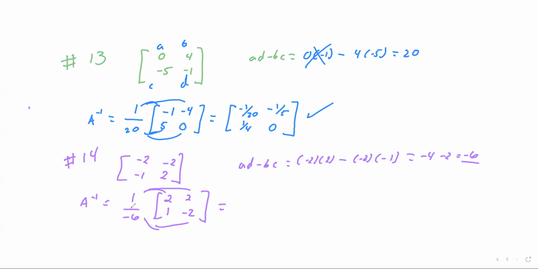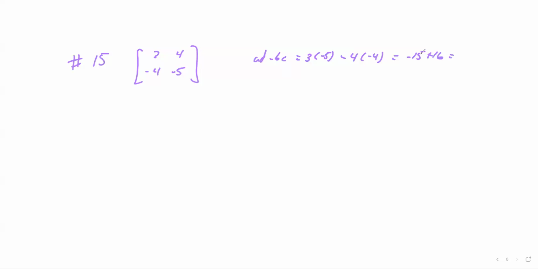So 2 goes into 6 3 times. So that's -1/3. So that'd give me -1/3. That would just be -1/6. And that would give me a +1/3. And there's your inverse there.